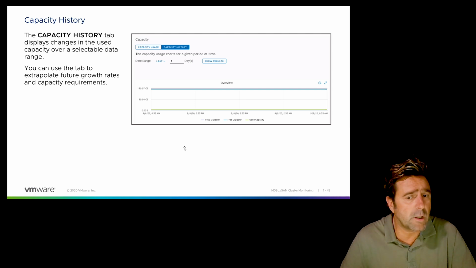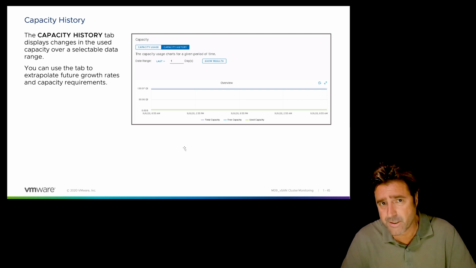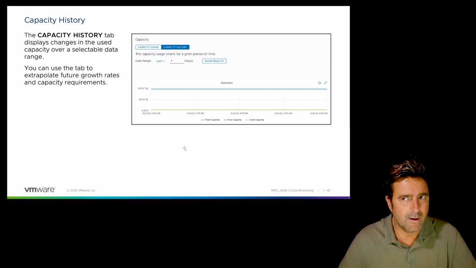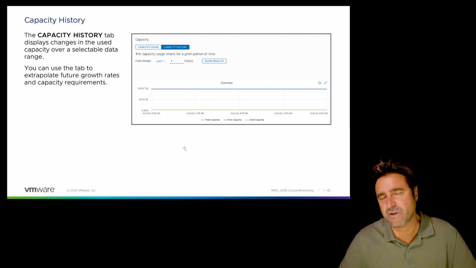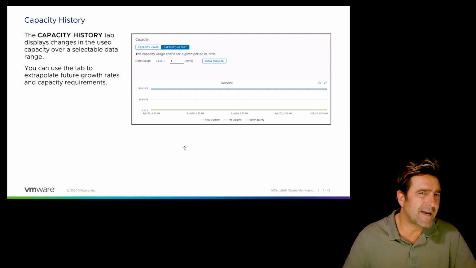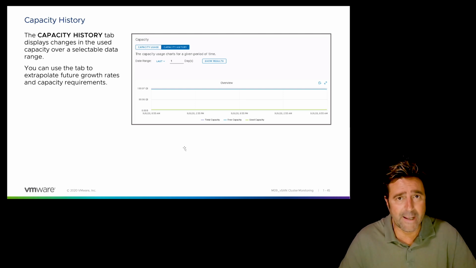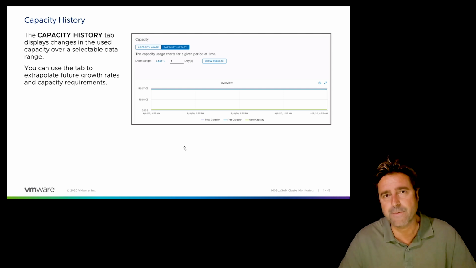And if you take a look, not only can I look at capacity usage, I could also click on the tab called Capacity History. And this gives me an idea of how quickly I'm using up the space over time. So this helps you figure out how quickly you're growing, if you're growing at all. And again, at what point you may want to consider perhaps growing the size of your vSAN datastore.